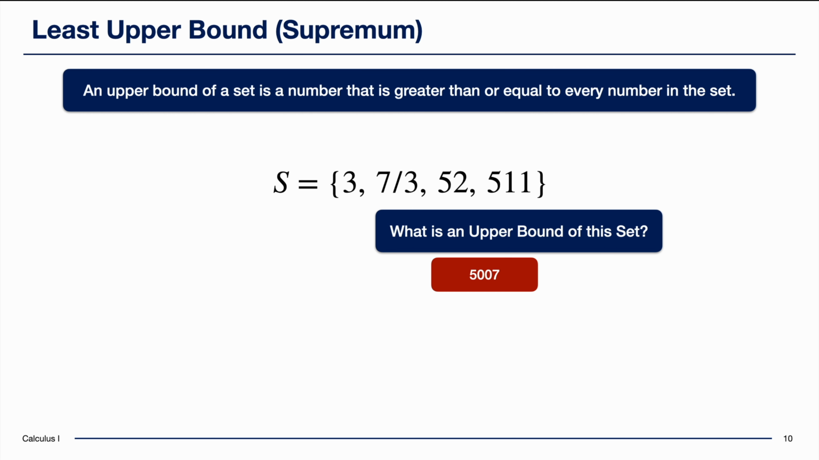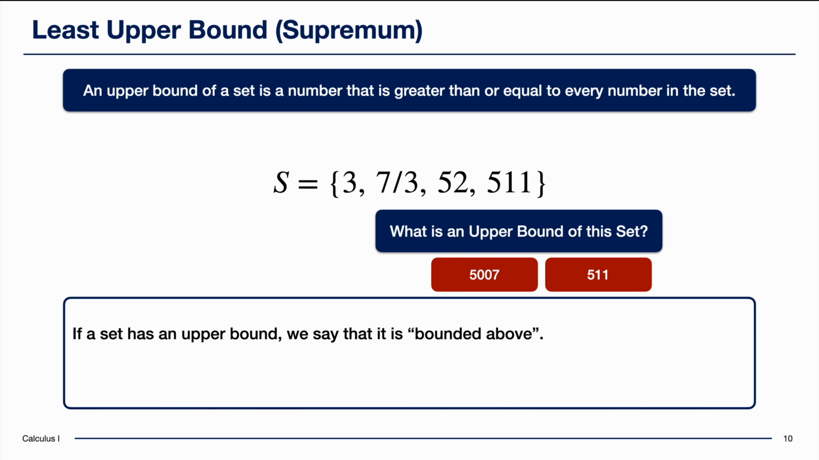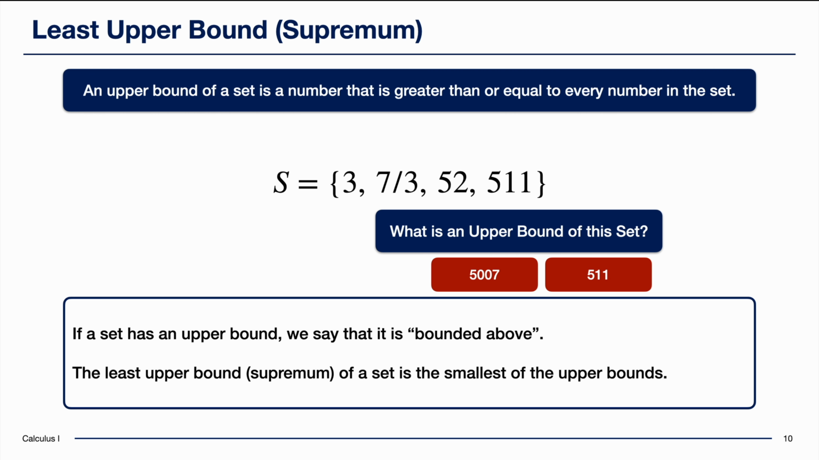Now note that our definition states greater than or equal to. So 511 is also an upper bound to this set, because 511 is greater than or equal to 3, greater than or equal to 7/3, greater than or equal to 52, and also greater than or equal to 511. In fact, it's equal to 511. Now, if a set has an upper bound, we say that it is bounded above. Further, the least upper bound of the set is the smallest of the upper bounds. So in this case, the least upper bound is 511.